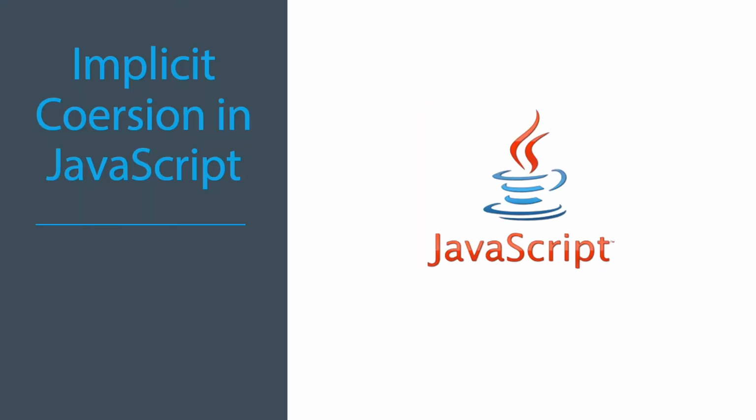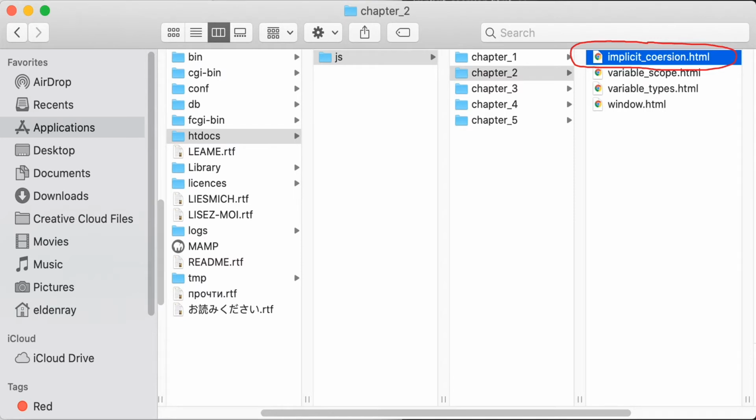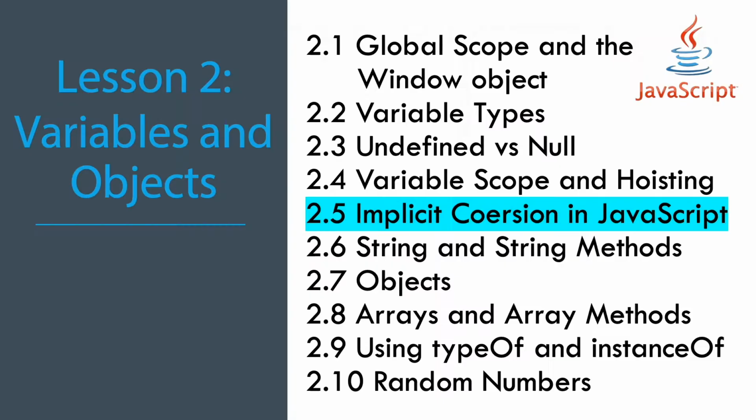We're back to our JavaScript lesson, and we'll continue to discuss implicit coercion in JavaScript. These are the preliminary list of items that should be running in the background: localhost, Sublime Text Editor, Apache Server, Google Chrome Console, htdocs folder, and map server. At the same time, we will open the implicit_coercion.html file in Sublime Text Editor, which will be used in this lesson.